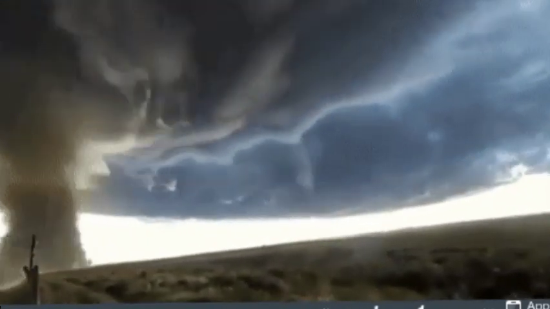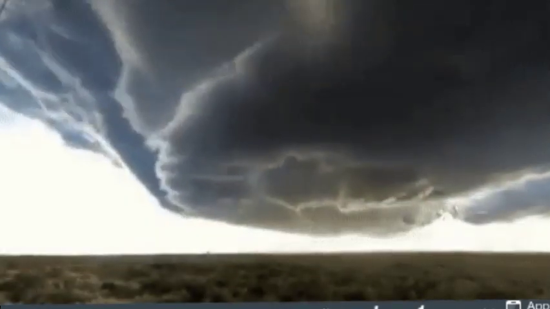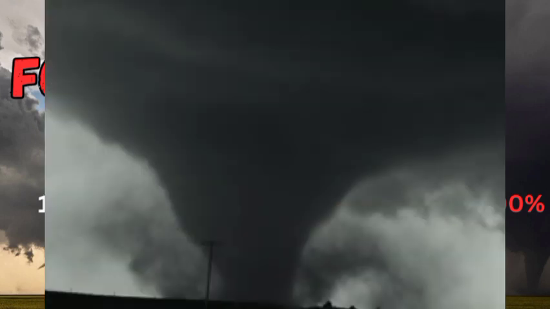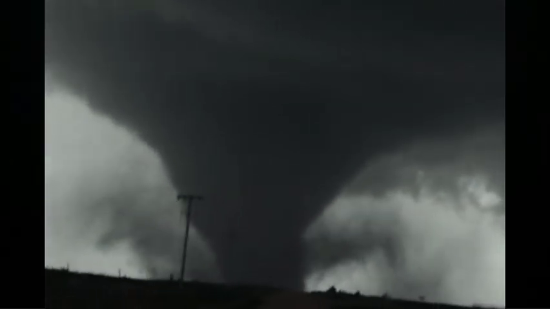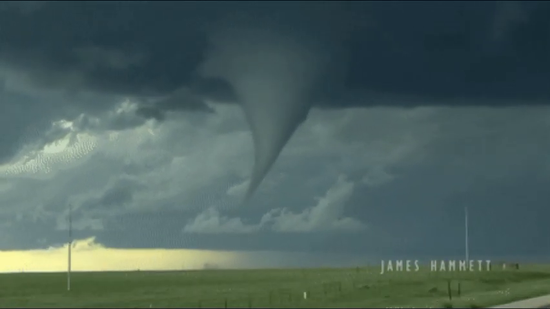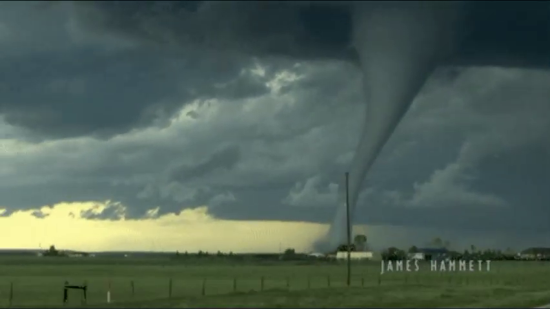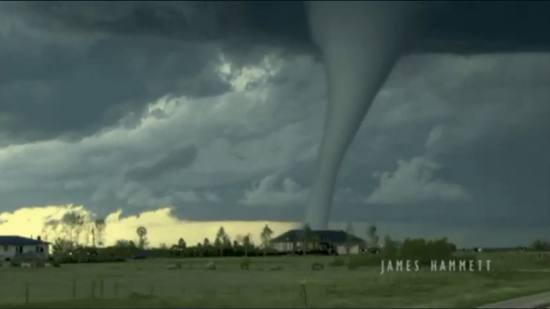100% complete. The most dangerous tornadoes. The strongest tornadoes are classified as EF4 or EF5 on the Enhanced Fujita scale. These violent tornadoes can produce winds exceeding 200 miles per hour. Entire neighborhoods can be destroyed within minutes. Fortunately, these extreme tornadoes are rare.